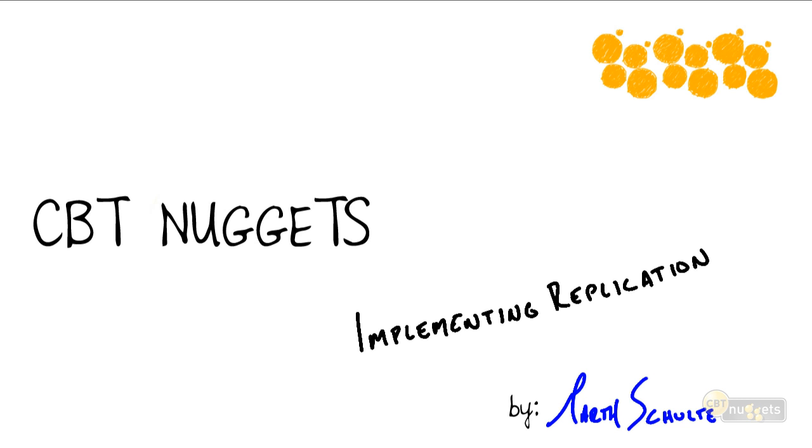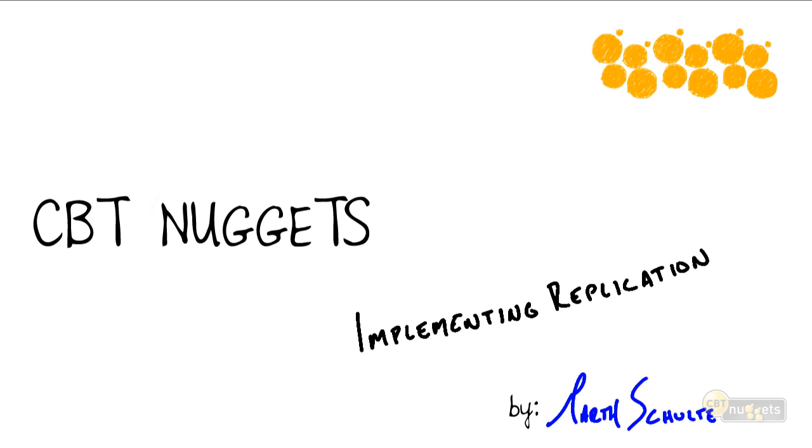Implement replication. Replication has been around for a while in many database products, SQL Server and Oracle just to name a few. Before some of these newer technologies came out, like database mirroring and Always On availability groups, it was our go-to technology for maintaining synchronized copies of databases. And we used it for a variety of situations.